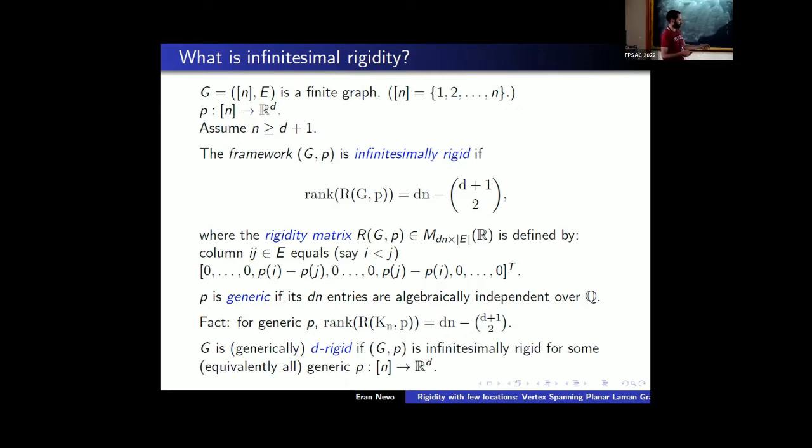And then we say that the graph is generically rigid, or briefly just d-rigid, if for a generic P, the framework (G,P) is infinitesimally rigid. So that's the notion. And if it happens for one generic P, it happens for all of them, the rank would be the same.